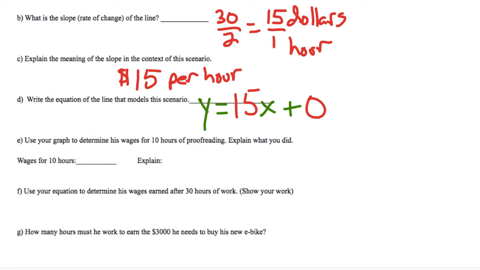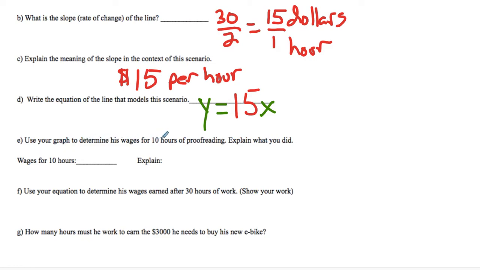Well, I don't need the plus 0, right? That doesn't do much, so I can erase that. And this is good enough. That's a perfectly good model, right? My cost is equal to 15 times my number of hours. Y equals 15x.